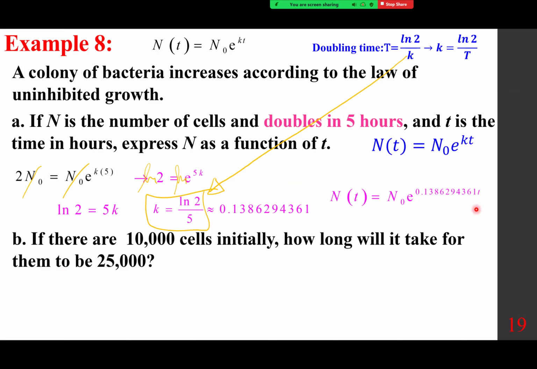So simply put, into this formula, the left side is given as 25,000. N sub 0 is given as 10,000. And e to the power of kt, I'm going to stick with ln2 over 5 because I want to go with exact. Okay, so go with that. That's the same formula, but much more precise is what you see here. And now we have this.